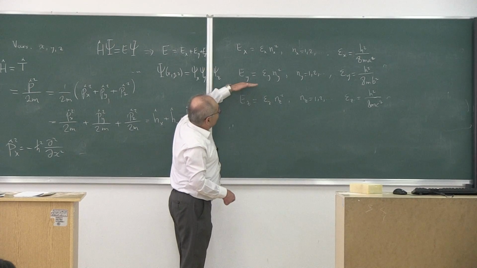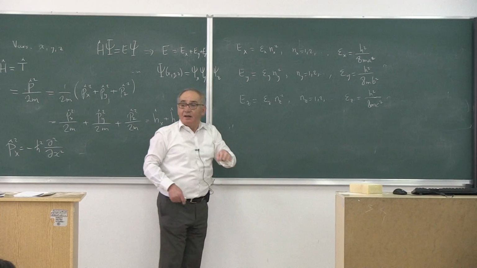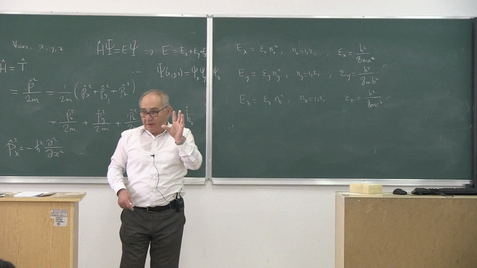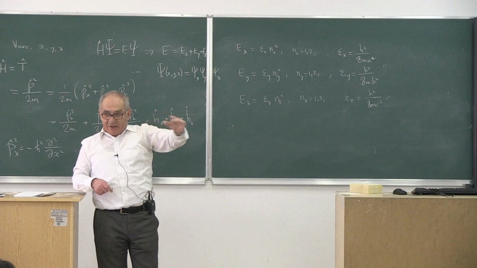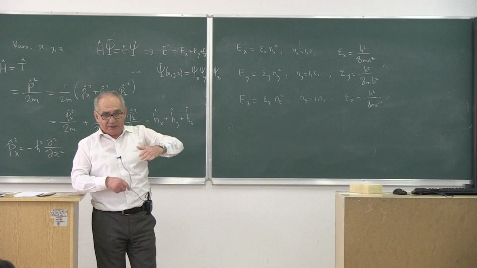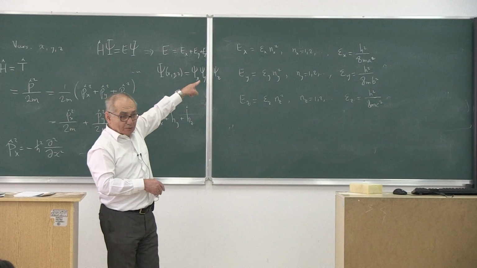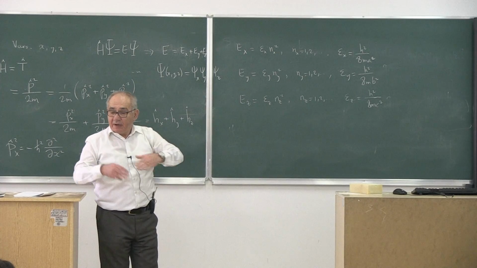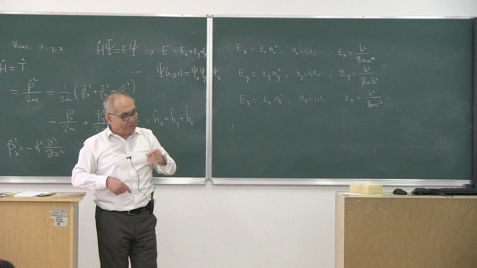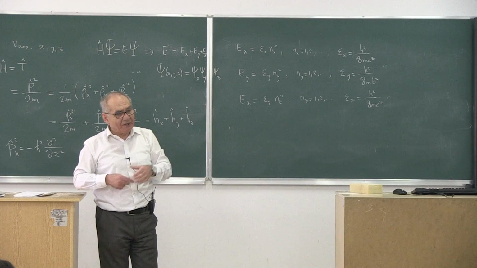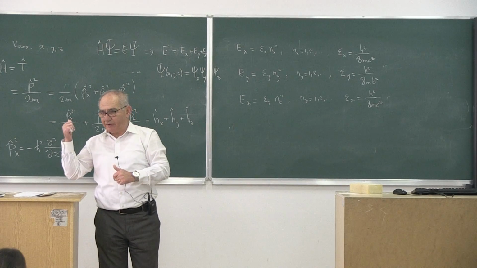The selections of nx, ny, nz are independent. All right? Any selection of nx, ny, nz according to those rules is an allowed value for the total energy of this particle, physical particle, moving in a 3-dimensional box here.